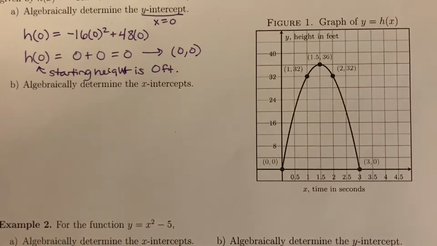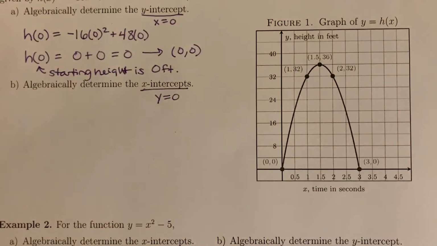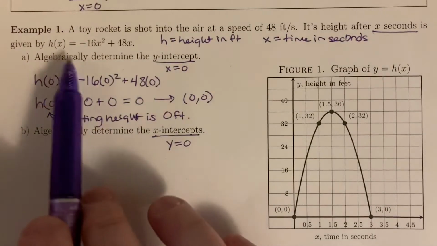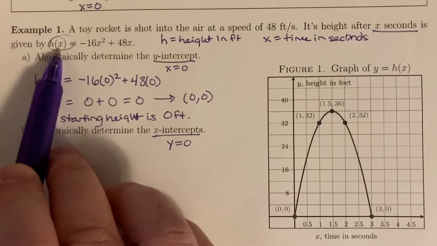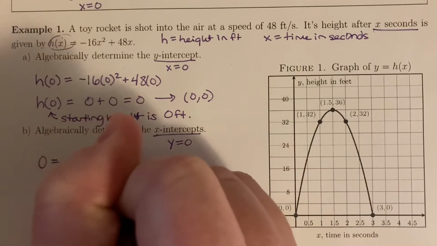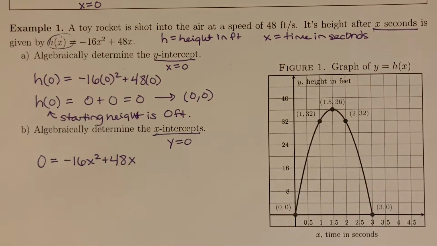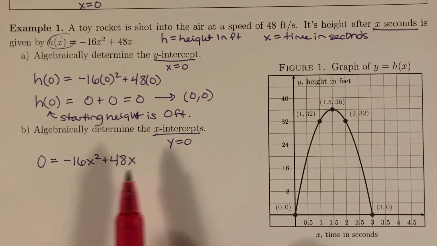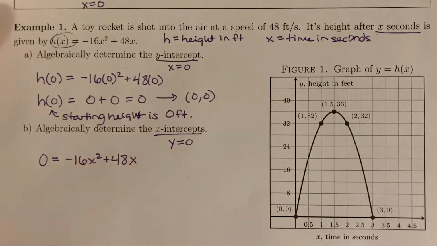So let's try another one. Algebraically determine the x-intercepts. So x-intercepts are where y equals 0. But here, there is no y, except that this function is the y value. So remember, function values are the same as y values. So we're saying 0 equals negative 16x squared plus 48x. It's always a more involved process in order to find x-intercepts, because we have to solve for x now. It's not just plug in and type in a calculator. It's always sort of an algebraic process.